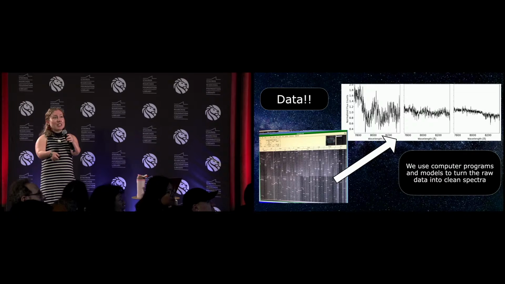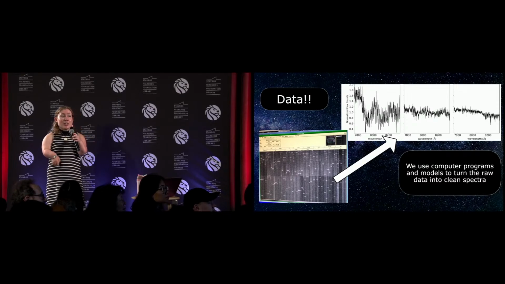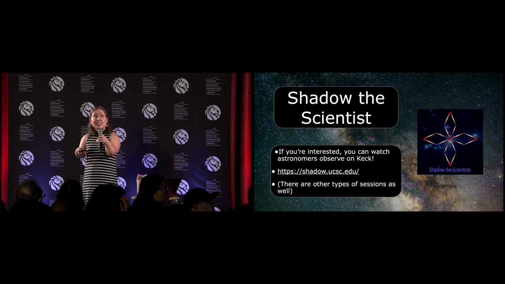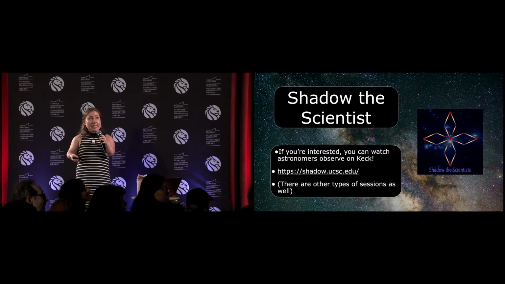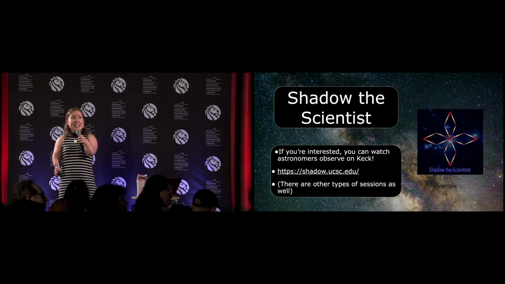So we take this raw data, we use computer programs to clean it up, we make our black squiggly lines, and then we learn about the stars. And if you want to join astronomers using Keck and other telescopes, Raja started an organization called Shadow the Scientist that lets you Zoom with scientists, astronomers, and other scientists like oceanographers as they're working. So you get to see that it is boring and tedious, but you get a really good glimpse of what it's like being a scientist.